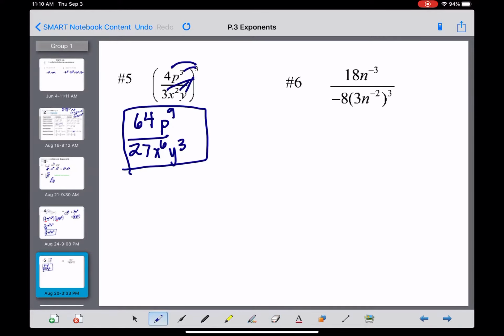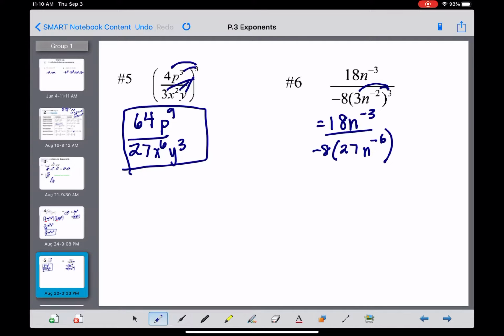Okay, so let's find a place to start. I'm going to start down here with the parentheses. So I'm going to keep the 18 n to the -3rd on top. And then we have a -8, and you can put parentheses there, it doesn't really matter. 3 to the third is 27, and n to the -2nd to the third is going to be multiplied, so we get -6.